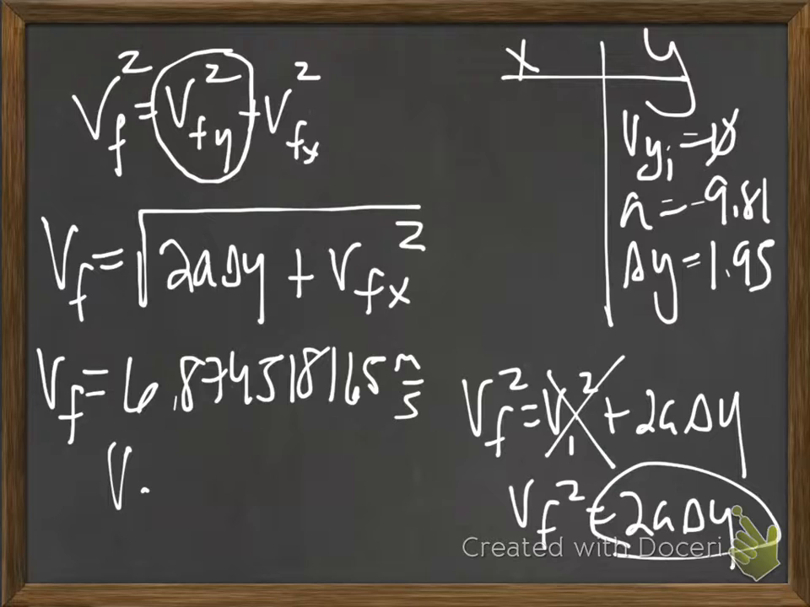So then Vf is 6.9. 6.9? No, 6.87. You've got 3 sig figs, right? No, it's 3.0. Oh, 3.0. You're right. Okay, so 6.9 meters per second.